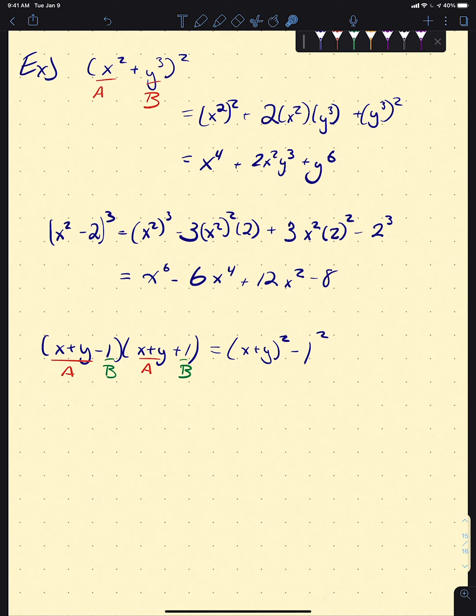So now we turned a trinomial times a trinomial into the square of a binomial. But we know this, right? This is x squared plus 2xy plus y squared. And then we need this minus 1. So instead of doing 9 operations, right, that's how many it would take to split all this up and do all of the multiplication, we did this in 2 simple steps.